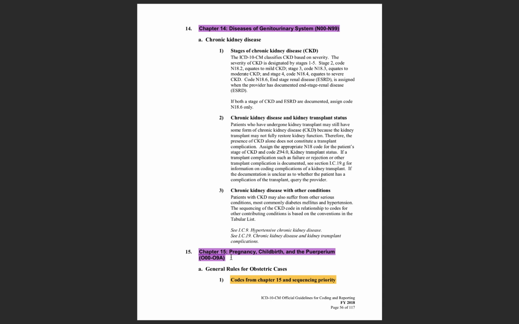1. Codes from this chapter have sequencing priority. So O for obstetrics, they're priority. If there are other codes with other letters before them, the O code should go first.